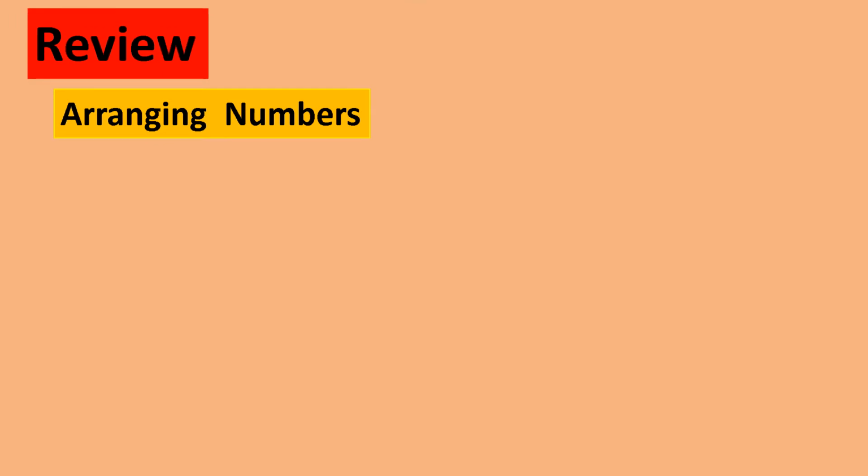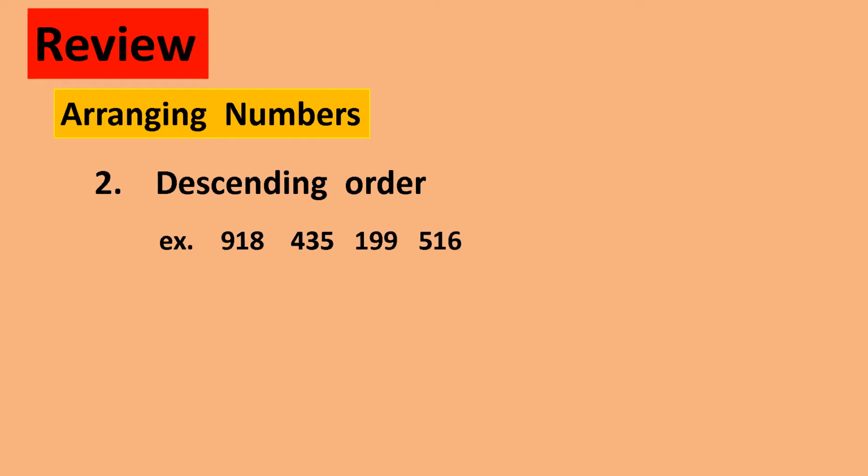Now, the second way of arranging numbers is what we call the descending order. Again, descending order. So how do we arrange numbers in descending order? Say for example, the same given numbers. Okay, so descending order is just the opposite of ascending order. So it starts from the greatest number going down to the smallest number.